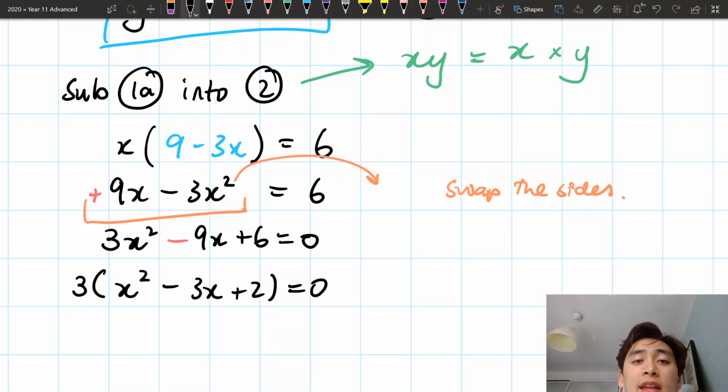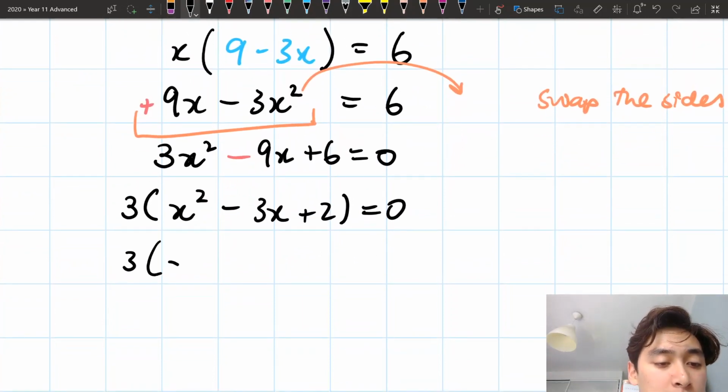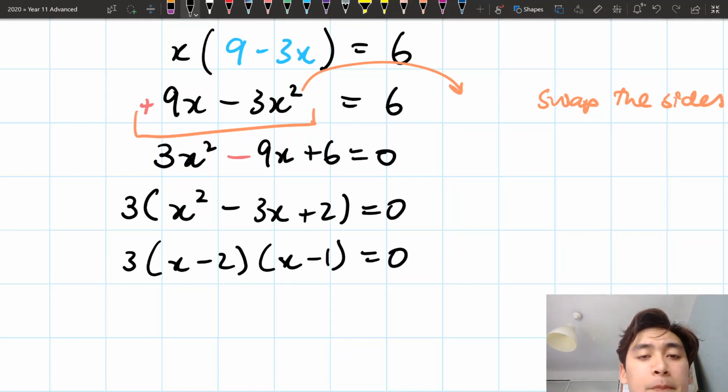If you have a look at the thing inside the bracket, that's actually a lot easier to factorize. We've done factorizations like this. So I'm just going to factorize it, and I get 3 times x minus 2 times x minus 1 is equal to 0.